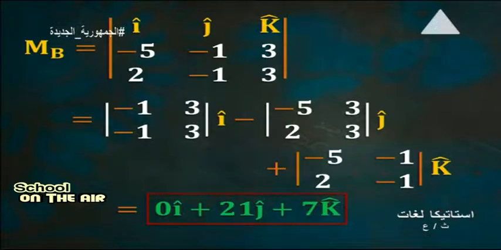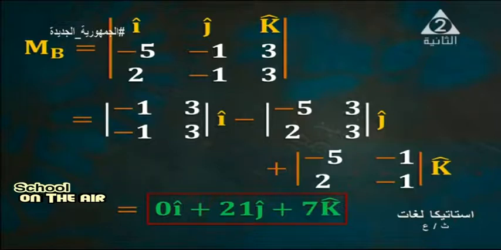Remember, my dear student, we have two cases to find the moment about a point. In 2 dimensions, R cross F is x1 y2 minus x2 y1. But in 3 dimensions, we must use a determinant: ijk is the first row, the second row is the components of the R vector, and the third row is the components of the force vector. Then the moment about point B equals 0i plus 21j plus 7k, or 21j plus 7k.